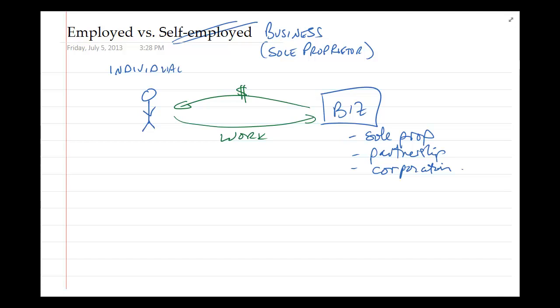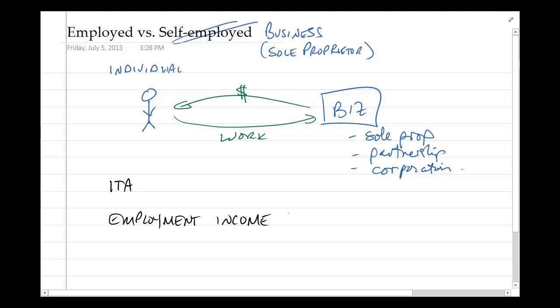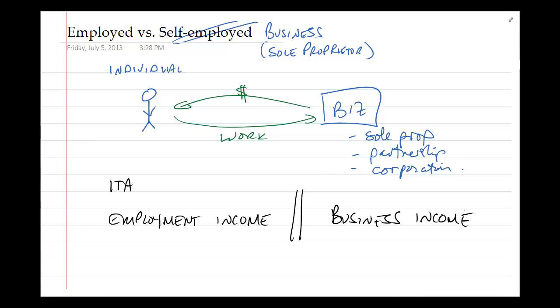Okay, so the Income Tax Act then comes along and it says, okay, well, we kind of think of things differently. We think of two types of income: employment income and business income. And we treat those differently. There are different rules applied if you are an individual or a business. But the act itself doesn't tell you whether you're employed. Case law will tell us, okay?